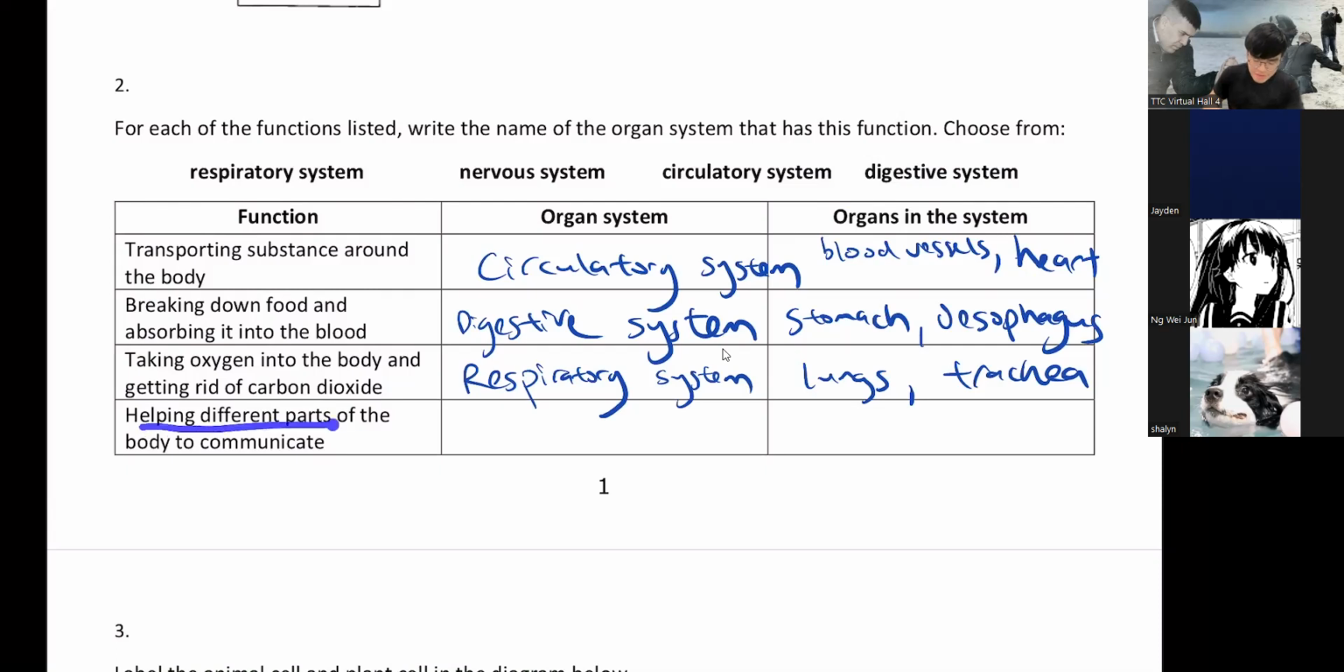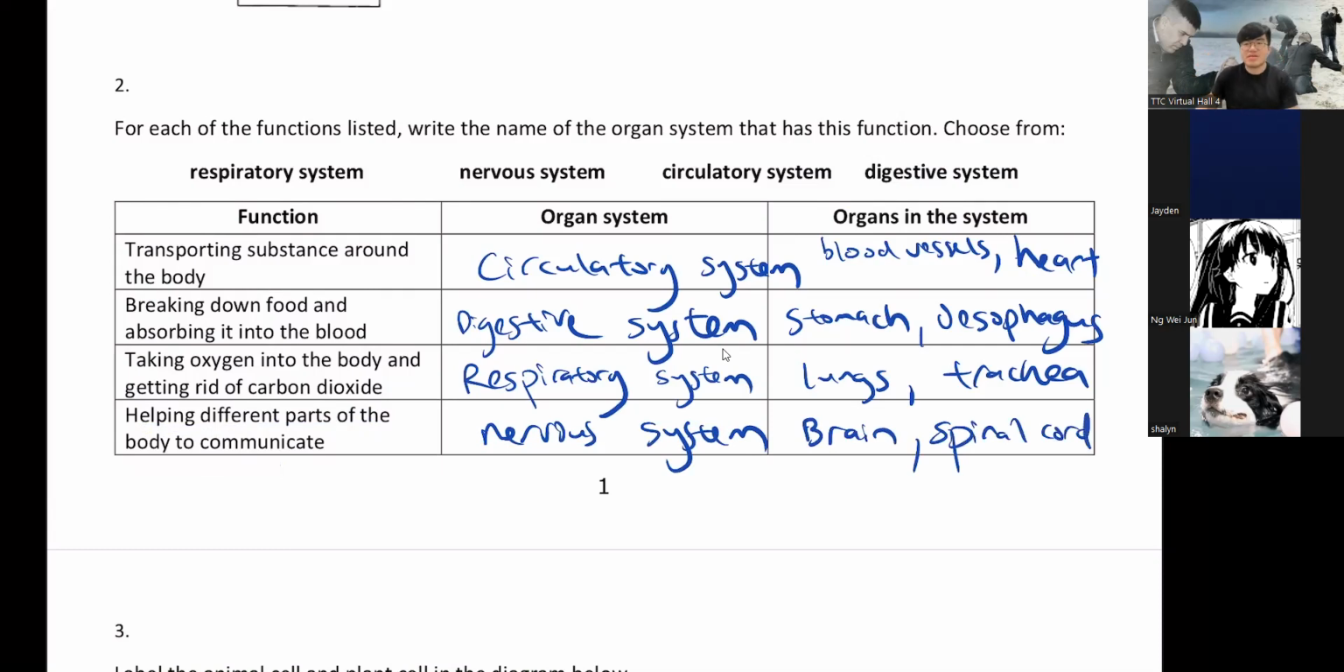Okay, next, helping different parts of the body to communicate. To send signals, your brain will send the signal to your muscle and so on. This is your nervous system. That is your nerve. So what organ is here? That will be your brain. You have your spinal cord. What is the spinal cord? That's the biggest nerve down the middle of your spine. That's the main nerve in your body.